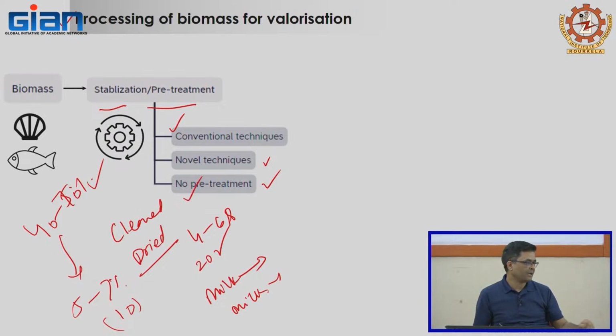Why are you doing stabilization or pre-treatment? Any question? Or why are you doing it? I am asking the question. Why do we do stabilization or pre-treatment?